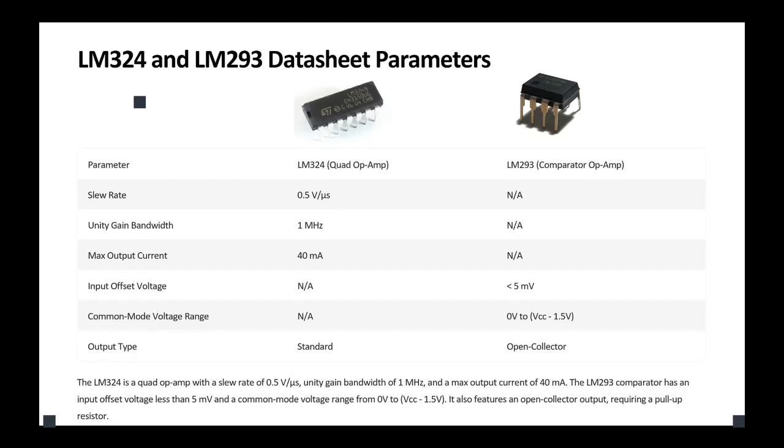Now, LM393 is a comparator op-amp. So this is designed as a comparator. It's not designed as a linear amplifier. You can use it, but it wouldn't work properly as a linear amplifier. We have an input offset voltage, which normally in the LM393 is less than 5 millivolt. That means the comparator can detect very small differences.